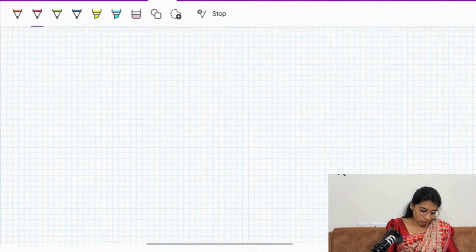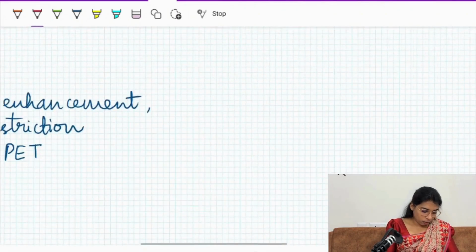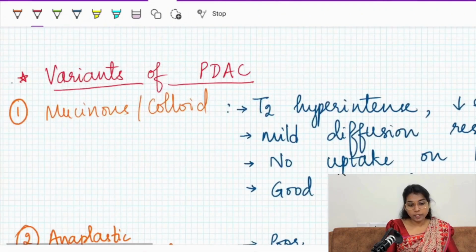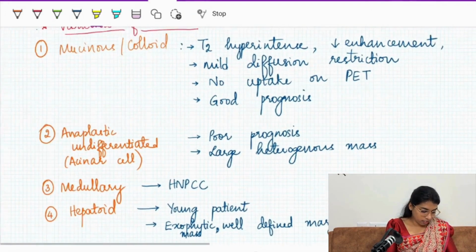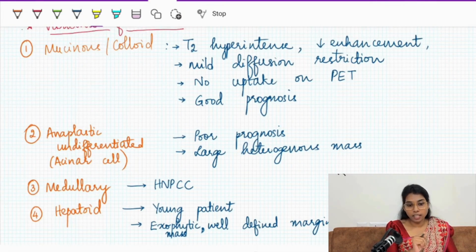Now we understood the resectability criteria. Now we will look at few variants of pancreatic ductal adenocarcinoma. Moving forwards to the variants of pancreatic ductal adenocarcinoma, whenever you're ruling out the three major solid neoplasms of pancreas, that is pancreatic ductal adenocarcinoma, pancreatic neuroendocrine tumor, pancreatic lymphoma, but still you are able to see a large mass sitting in the pancreas which is solid in nature, think of variants of pancreatic ductal adenocarcinoma. There are four variants, that is mucinous, anaplastic, medullary and hepatoid.